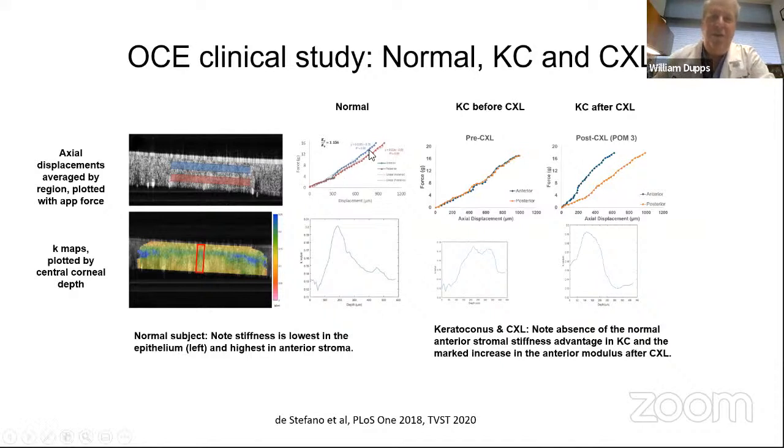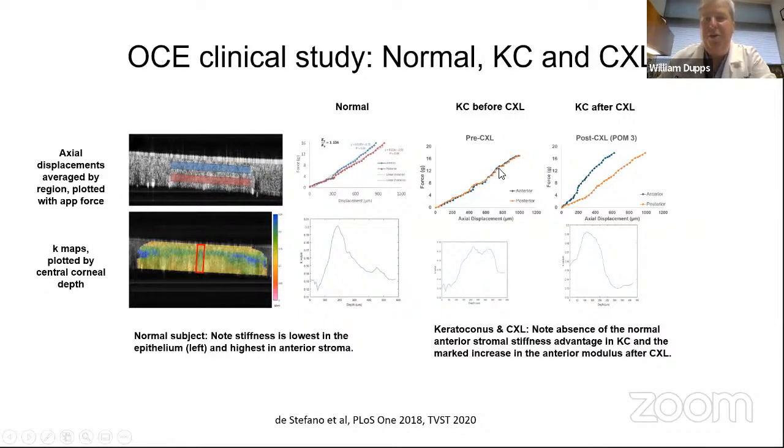And this blue line here is showing the force versus displacement curve in the front of the cornea, and the red is the back of the cornea during the same compression. And you can see that the slope is higher for the anterior cornea. So the slope is really the modulus. So this is telling us the front of the cornea, the anterior stroma, is stiffer than the posterior.